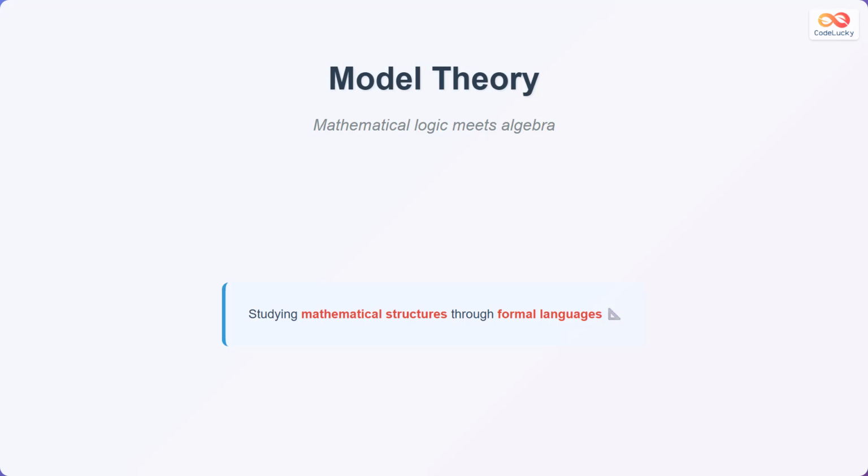Model theory is where mathematical logic meets algebra. It is the study of mathematical structures through formal languages. Think of it as using the precision of logic to understand the world of mathematical objects.